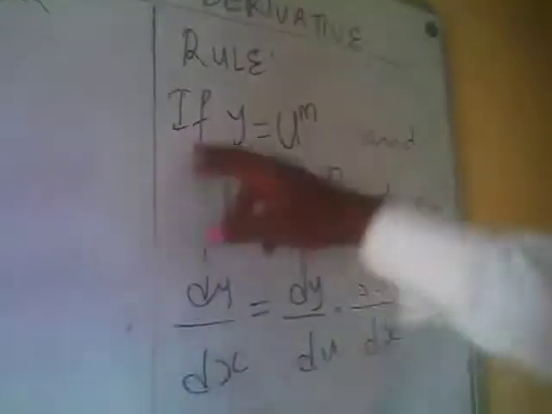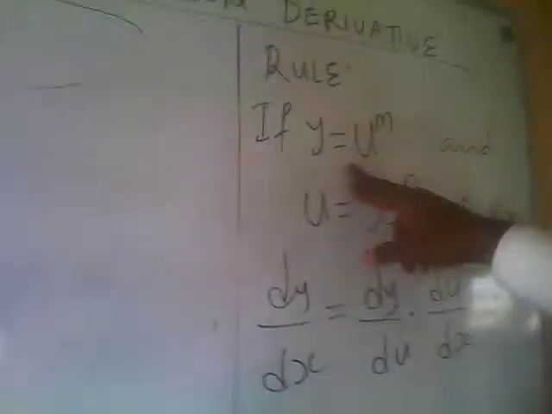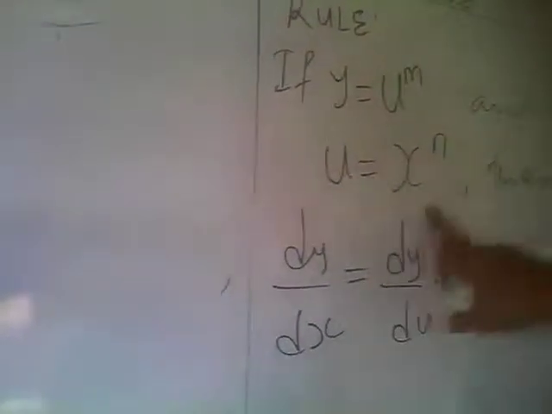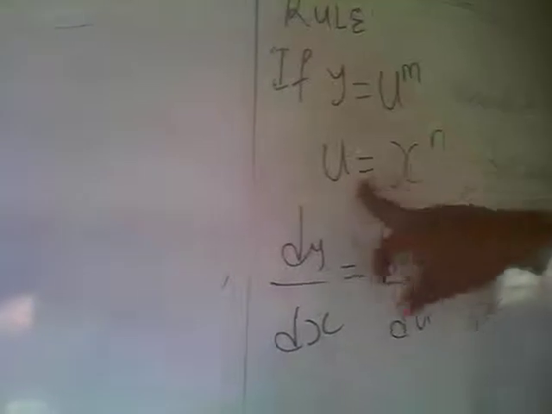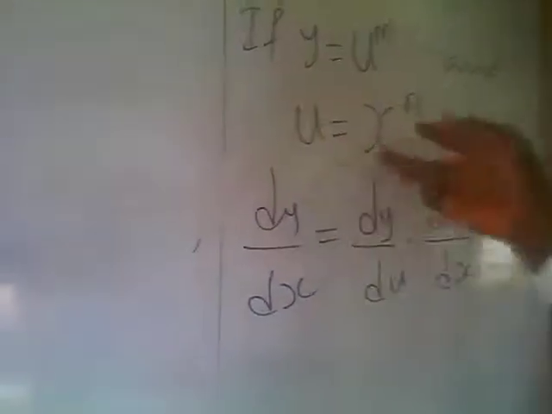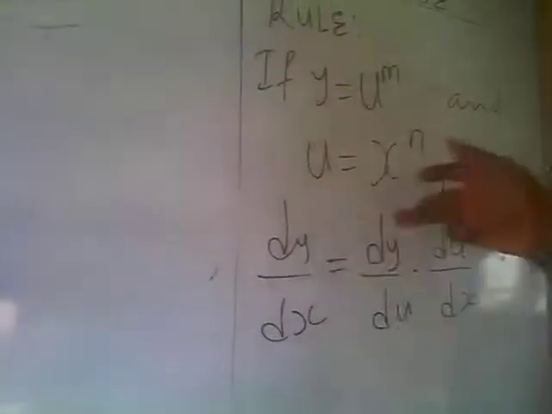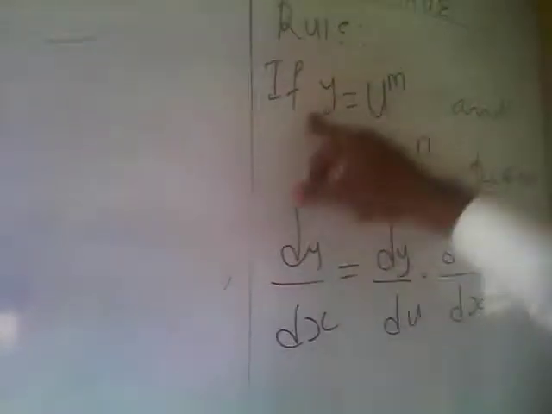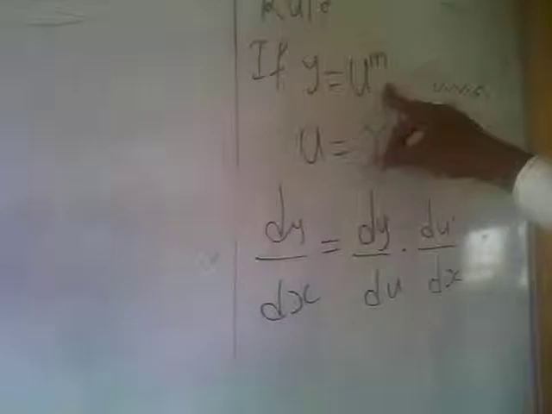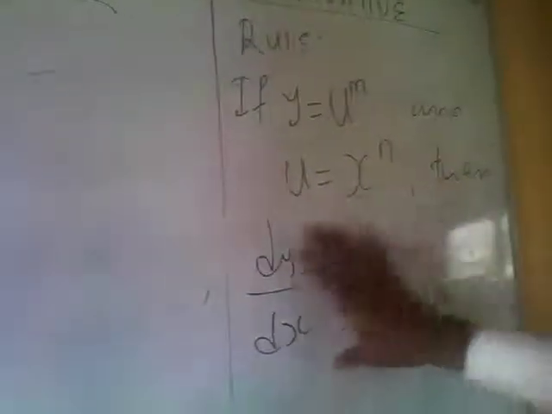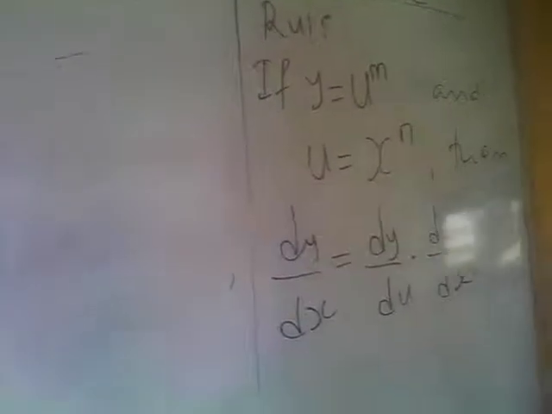Now, if y is a function of u and u is also a function of x, then we call that a chain function, or a function of a function, or a composite function. To get the derivative of y, we must differentiate y with respect to u, and then differentiate u with respect to x, then multiply the two derivatives. That will definitely give us dy/dx.